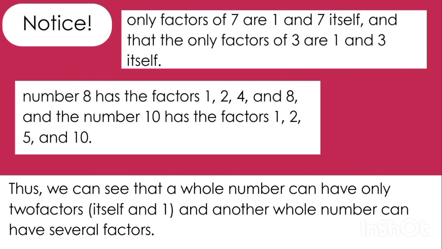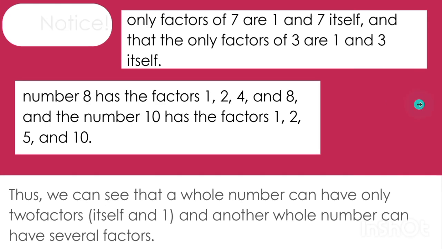So notice that some numbers have only the factors 1 and itself. The number 8 has the factors of 1, 2, 4, and 8, and the number 10 has the factors 1, 2, 5, and 10. So we can see that some whole numbers have only two factors, itself and 1, and other whole numbers can have several factors. So here come the prime numbers and composite numbers. Prime numbers have only 1 and itself as factors, and composite numbers have more than that.